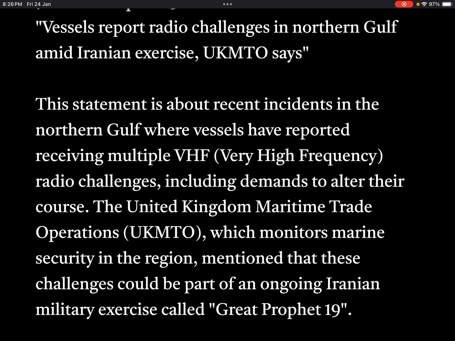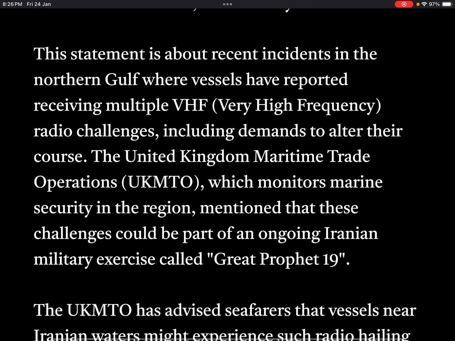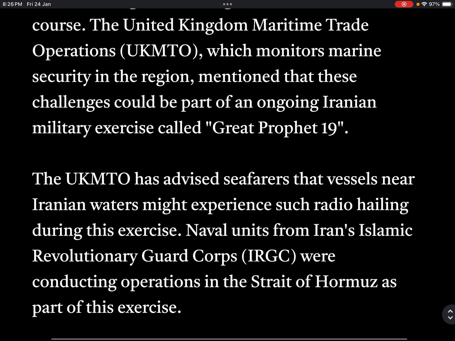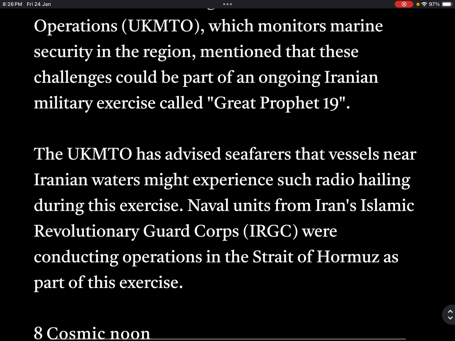This was said by United Kingdom Maritime Trade Operations, which monitors marine security in the region. It mentioned that these challenges could be part of an ongoing Iranian military exercise called Great Prophet 19. So Great Prophet 19 is a term available in international news. The UKMTO has advised seafarers that vessels near Iranian waters might experience such radio hailing.